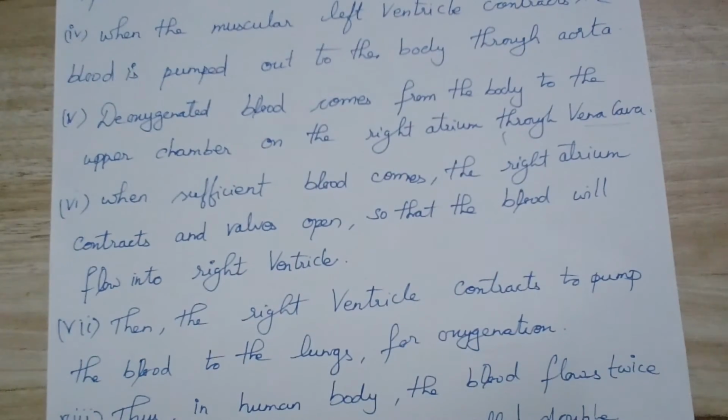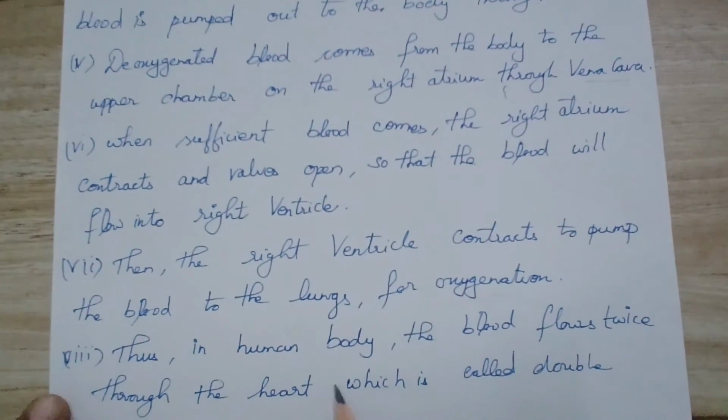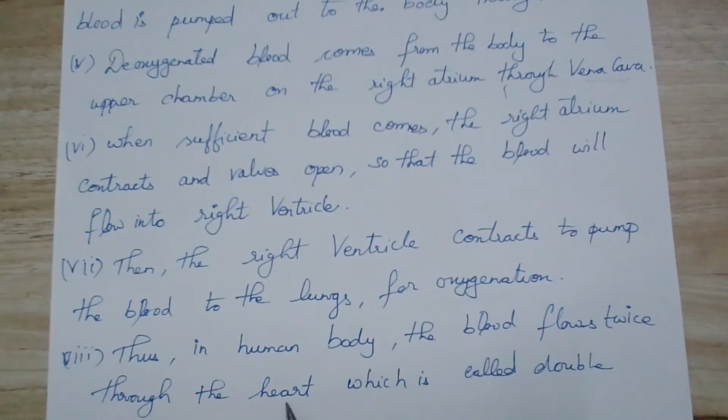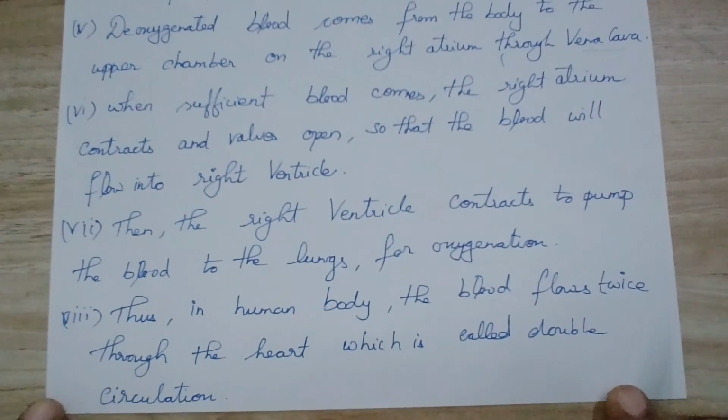So in the human body, the blood will enter the heart 2 times, right? Thus in the human body, the blood flows twice through the heart, which is called the double circulation. Clear on this?